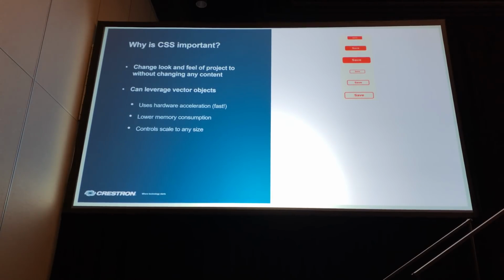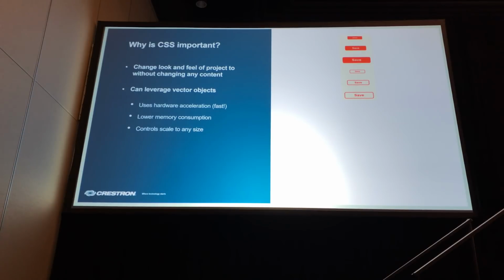The CSS leverages vector objects. Now, this is important, and anybody who has ever worked in CAD knows what this is. A vector object is simply, think of it as a button that can scale up as large as you want it, or scale down as tiny as you need it to be. And it looks exactly the same no matter what size you make it.